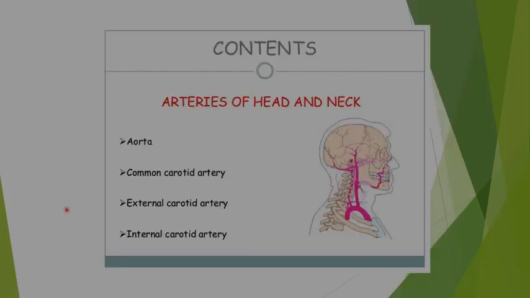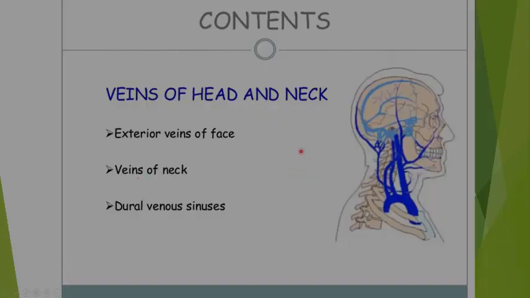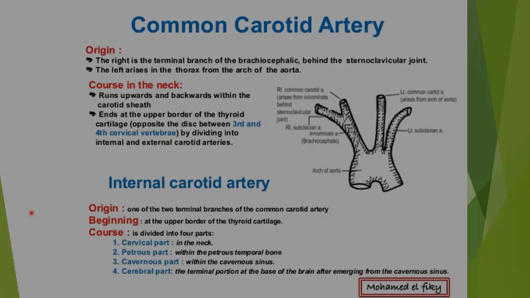Now we are going to look at the arteries of the head and neck. The main arteries are aorta, common carotid artery, external carotid artery and internal carotid artery. So these are the main four vessels in between the head and the neck, which is of great importance. And these are the main veins of the head and neck: the exterior veins of face, the veins of neck, and dural venous sinuses. So now let's look at the common carotid artery.